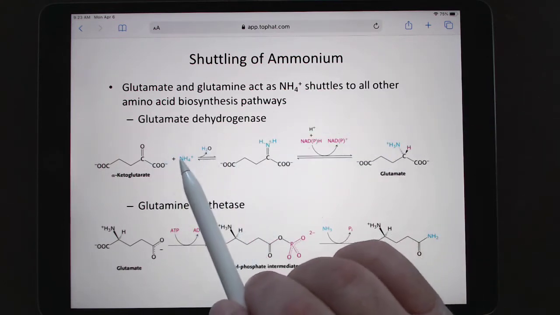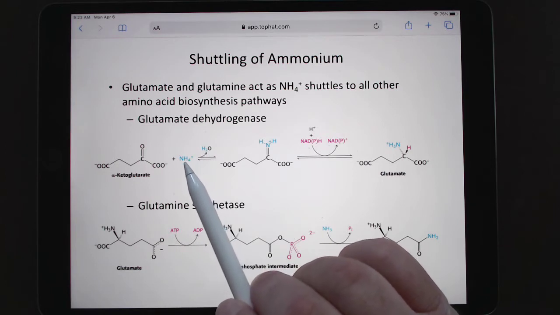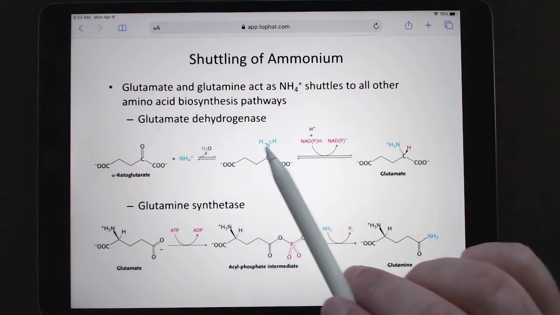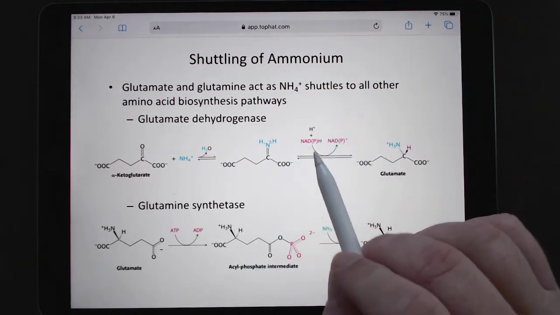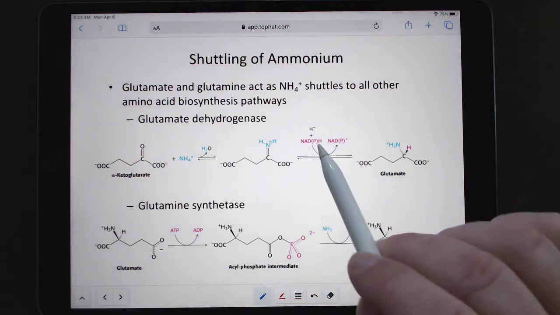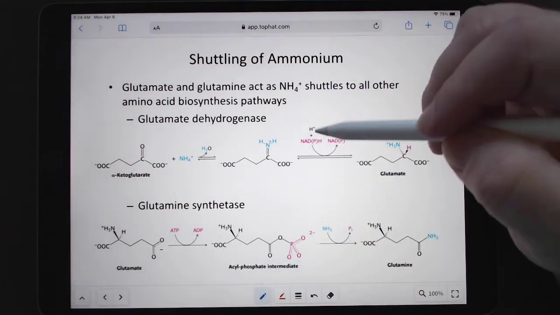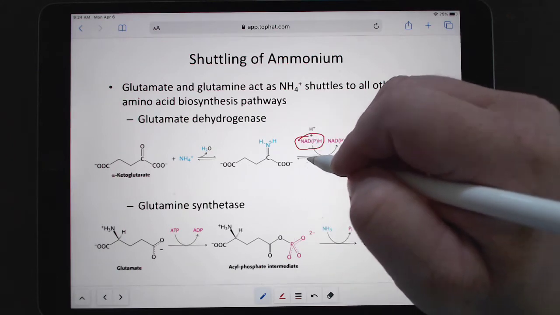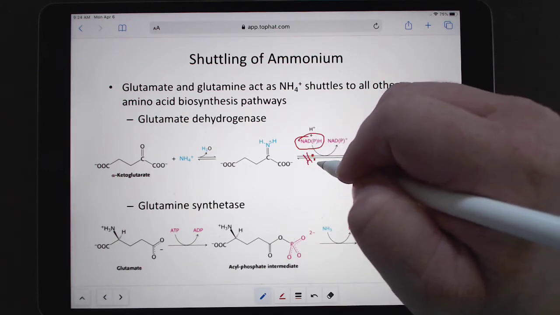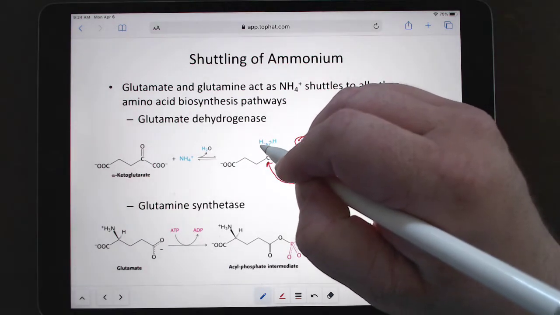And so you lose two of these hydrogens as well as that oxygen. You lose it as water, and then you can come in here. Remember, this is NADPH, right? This is the equivalent to a hydride, and so that simply goes up.